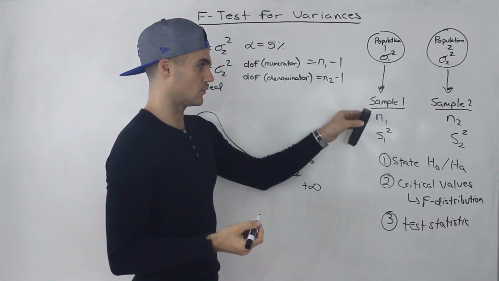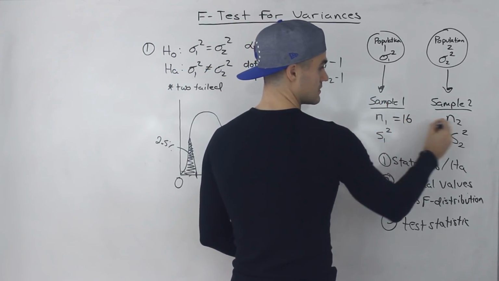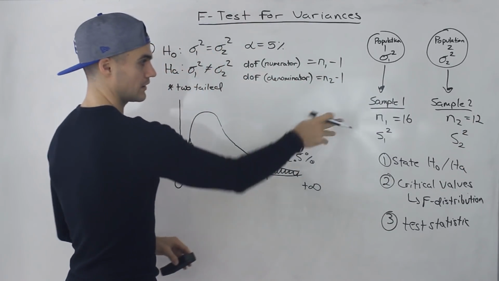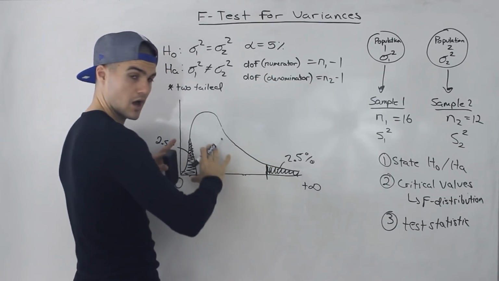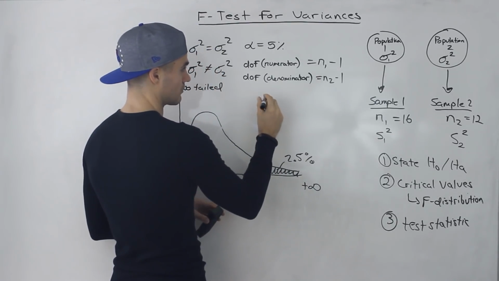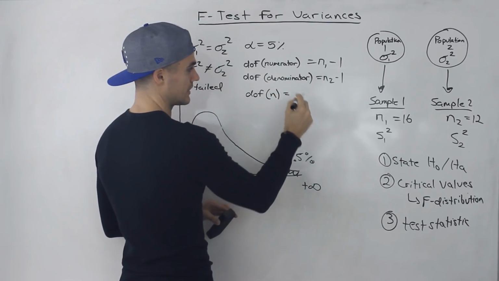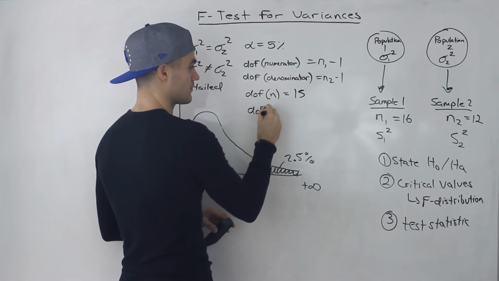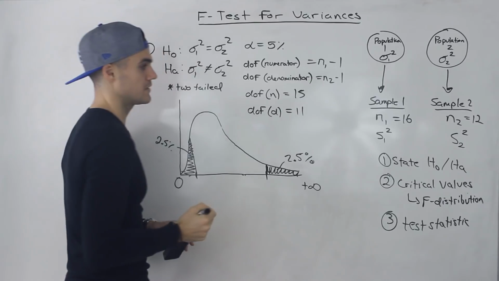Let's say that we took 2 samples. The first sample size was 16, and let's say the second sample size was 12. Well, plugging that into here, we know that the degrees of freedom of the F distribution we're going to be looking at for these 2 samples, the degrees of freedom, I'm going to put an n here for numerator, it's going to be 16 minus 1, which would be 15. And then the degrees of freedom for the denominator is going to be 12 minus 1, which would be 11.